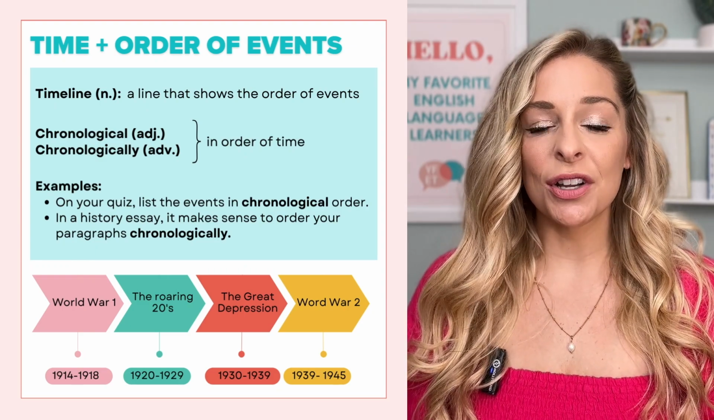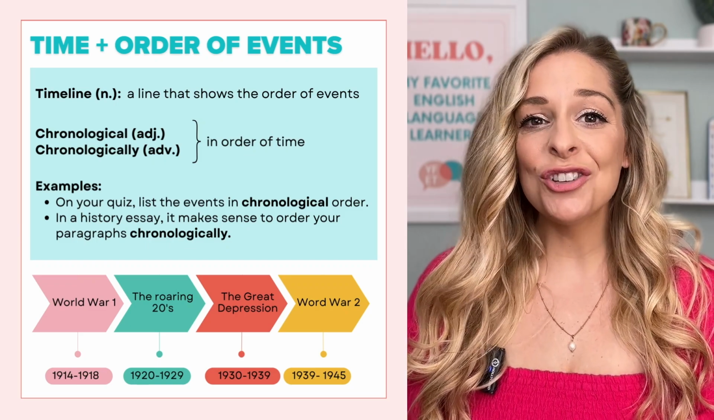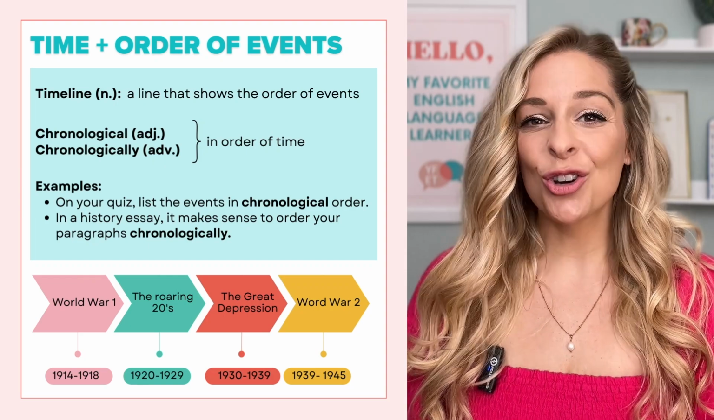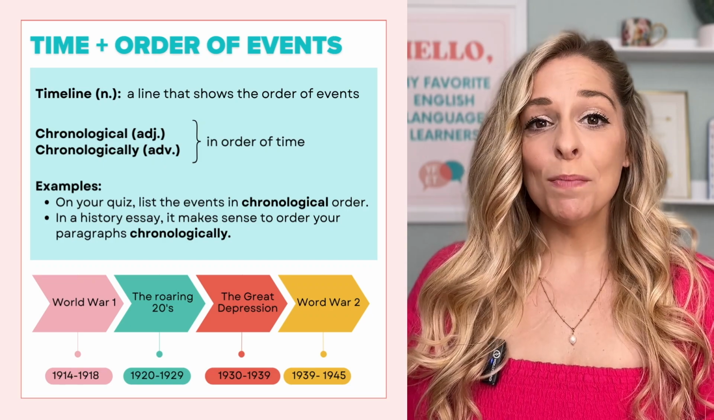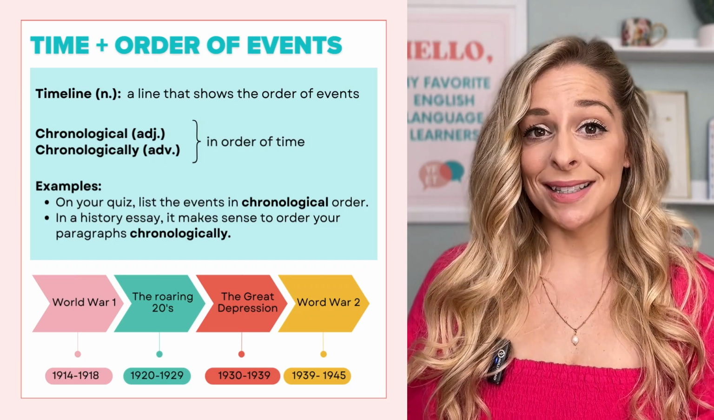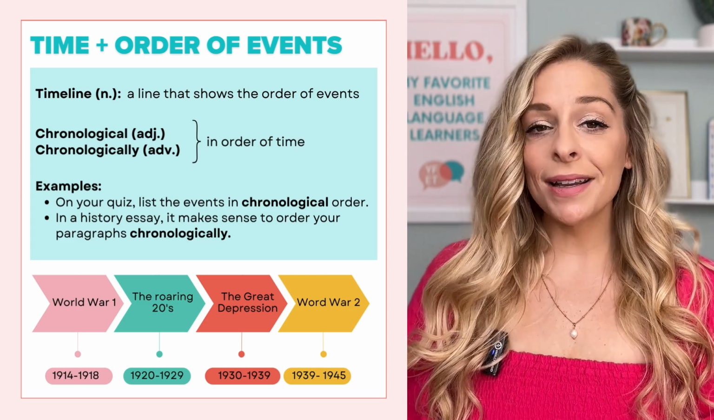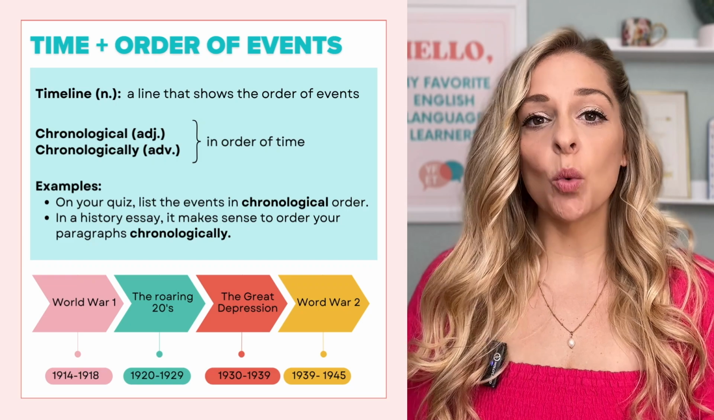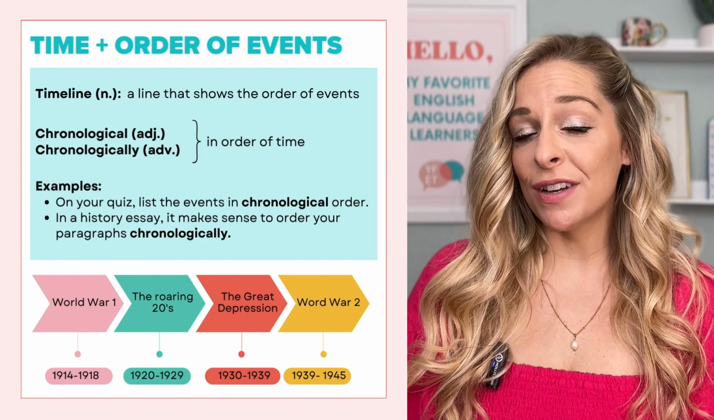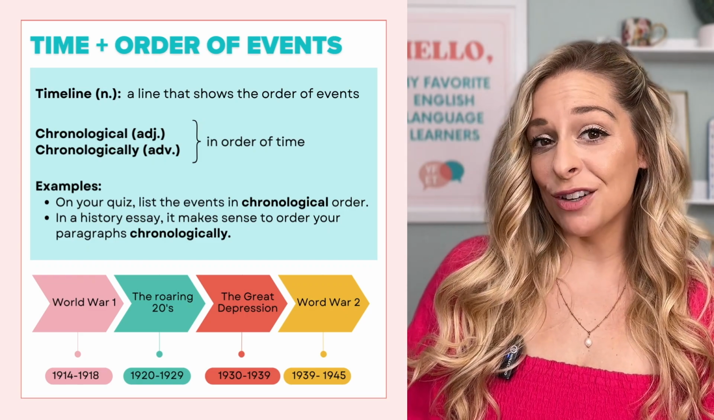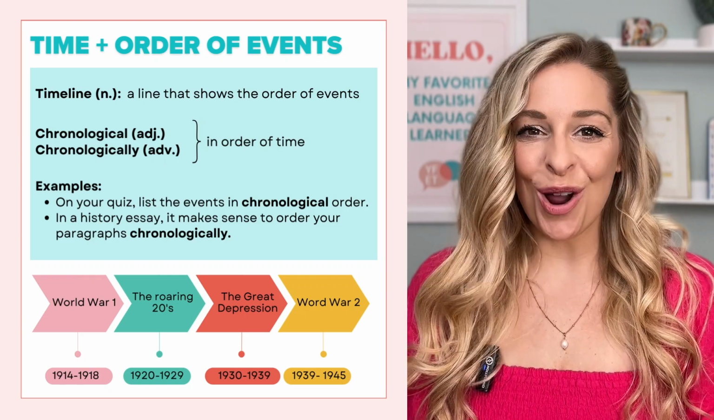This is our next word, chronological. And the adverb, chronologically. Both of these words mean in the order of time. For example, you might see some directions on a test or quiz saying, on your quiz, list the events in chronological order. Or in a history essay, it makes sense to order your paragraphs chronologically. In your first paragraph, you talk about the first event. In the second paragraph, you talk about the second event, and so on. You are listing the events in the order of time or chronologically.